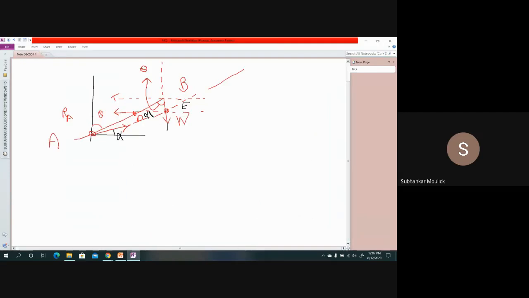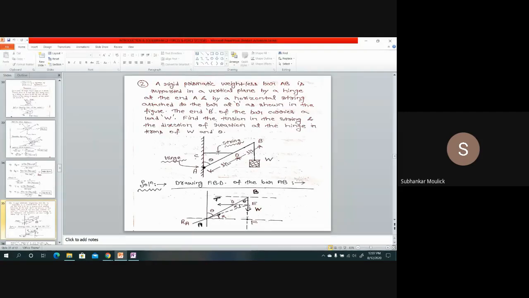Fine. So let us assume that if I extend this line vertically downward, and extend this line horizontally, this is one common point. Say this point is point F. This point is F, this point is D, and D, A, B. My aim is to find out tension T and the value of angle alpha, because in the question it has been asked to find the tension in the string, that means T, and the direction of reaction at the hinge. Direction of reaction at the hinge is RA. Direction means alpha.